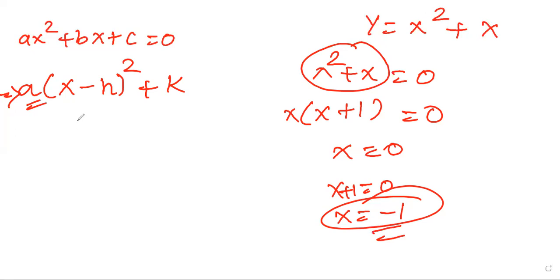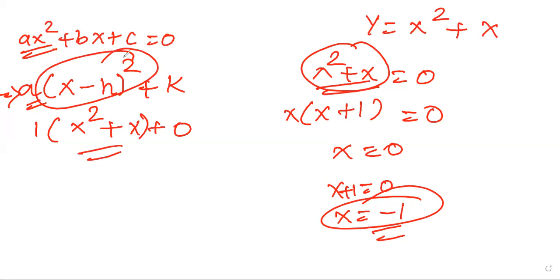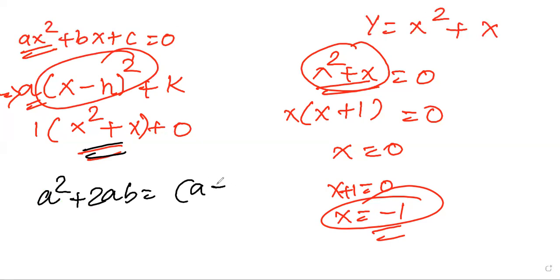Here there is no constant, so the k is absolutely going to be 0. And a is the coefficient of x square, so that's going to be 1 times x square plus x. If you notice, you have x minus h the whole square, but here it is x square plus x, which is in the form of a square plus 2ab. That can be written as a plus b the whole square minus b square.